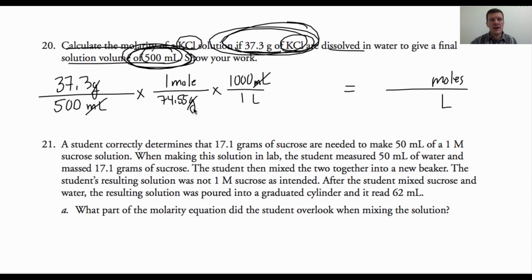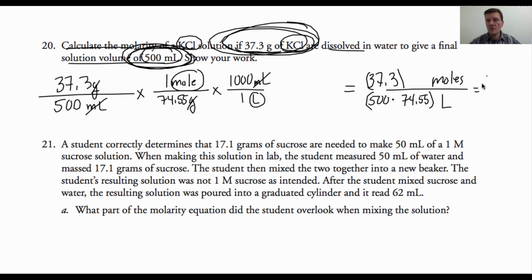So look what happened here. Grams canceled, milliliters canceled by using these two unit multipliers, and I'm going to end up with moles per liter when I do this calculation. If I take 37.3 and I divide by 500 times 74.55, that's going to give me my answer in moles per liter. You can do that. I'll write it down for you. It is a half.